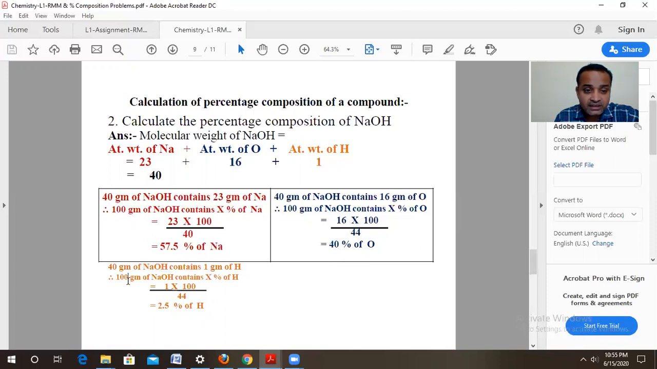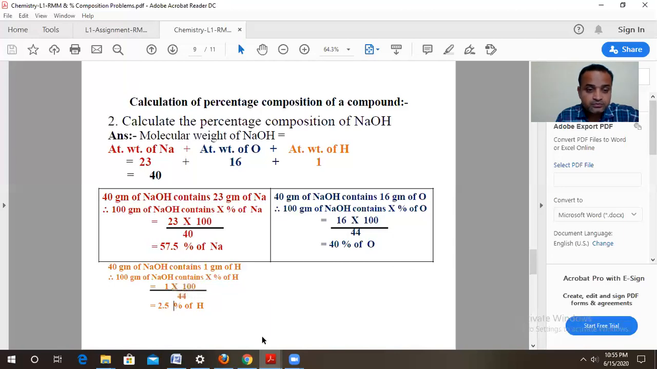Therefore, 100 will contain 1 into 100 divided by 40. This will be again 40, dear friends. Let's make this correction. So this will be 1 multiplied by 100 divided by 40. That is 2.5.